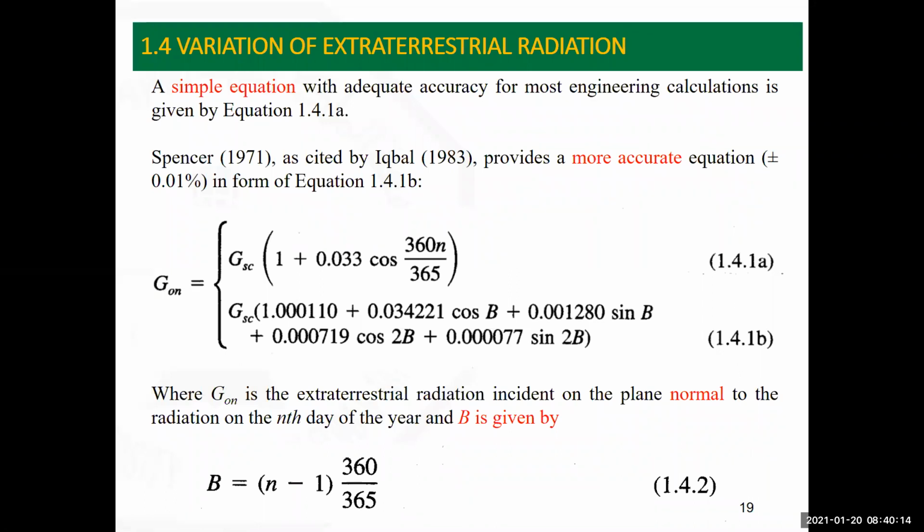So this value of G of extraterrestrial radiation is a function of the solar constant and the day order of the year. The day here is appearing in two parameters. One of them is the N, and the other one is shown in the capital B, which is again a function of day of the year.